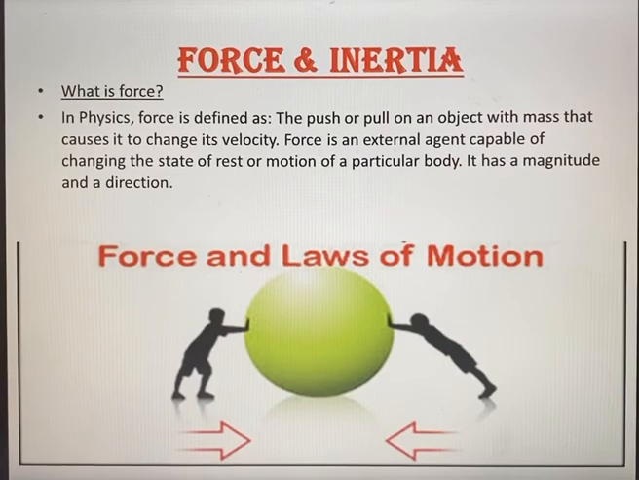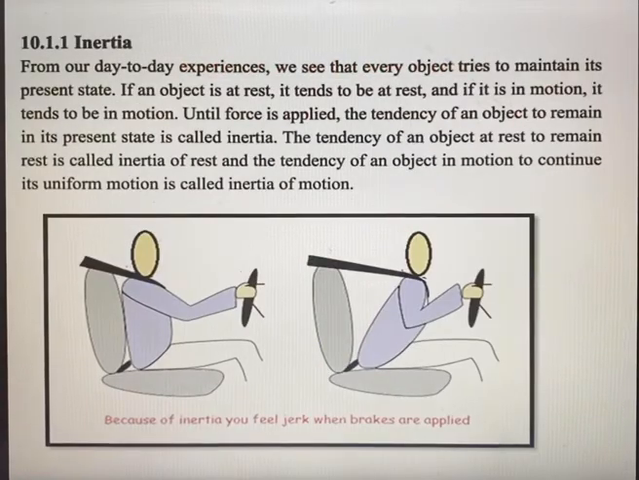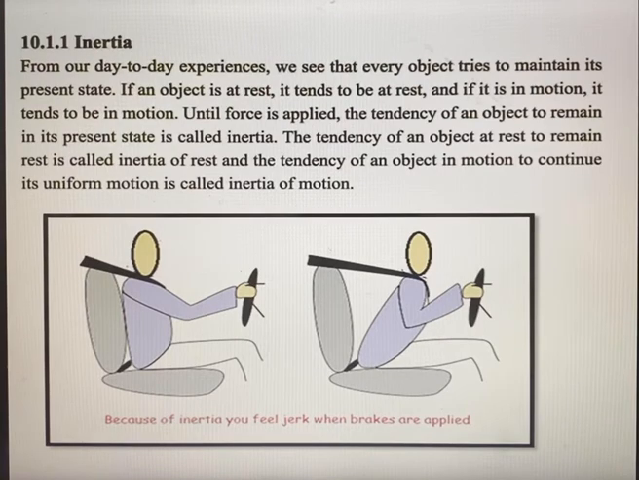You see in the diagram that two people are pushing a large object by force, okay, and the object cannot move because both sides of this object are getting force equally. So there is an explanation of inertia. From our day-to-day experiences, we see that every object tries to maintain its present state. You see in the diagram very carefully, if an object is at rest, it tends to be at rest, and if it's in motion, it tends to be in motion. Until force is applied, the tendency of an object to remain in its present state is called inertia.